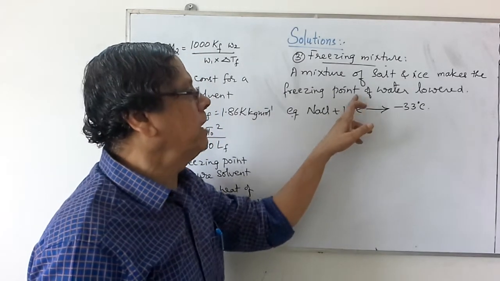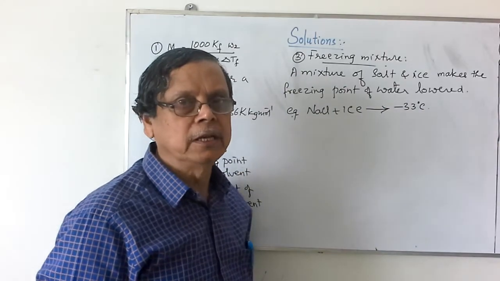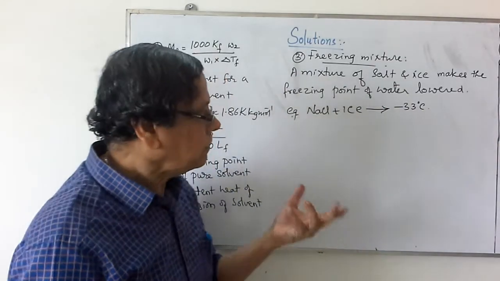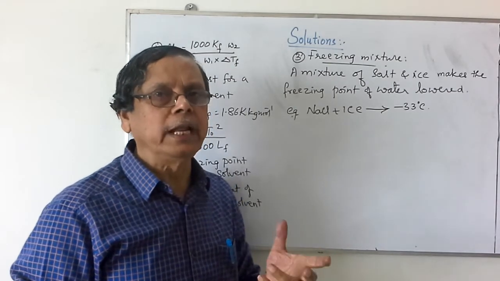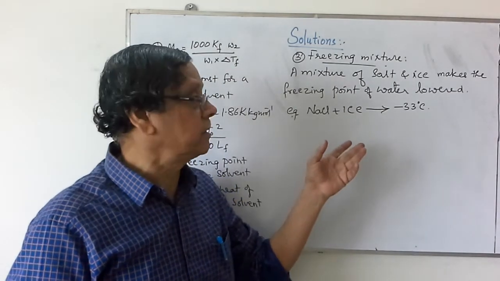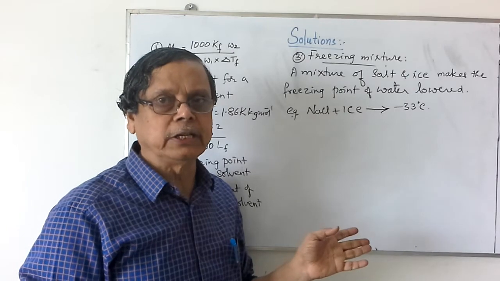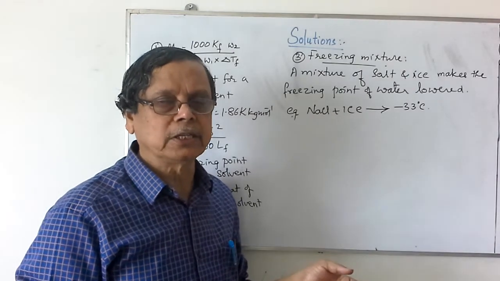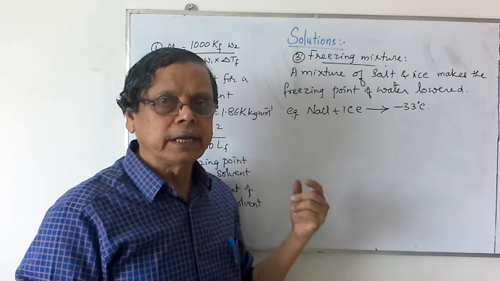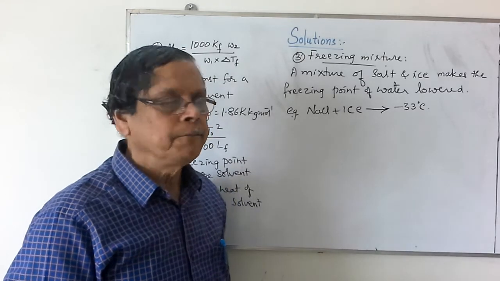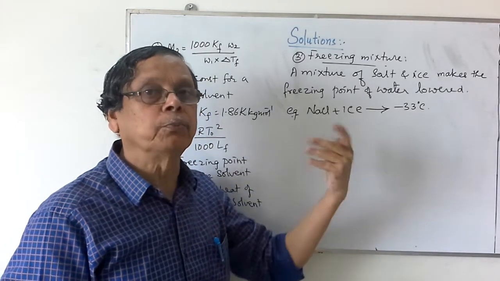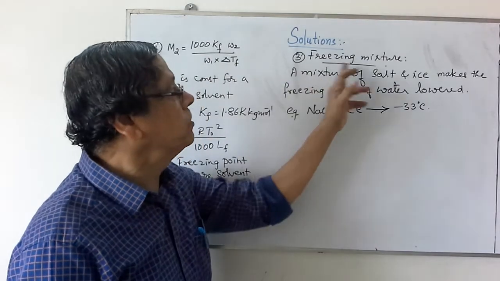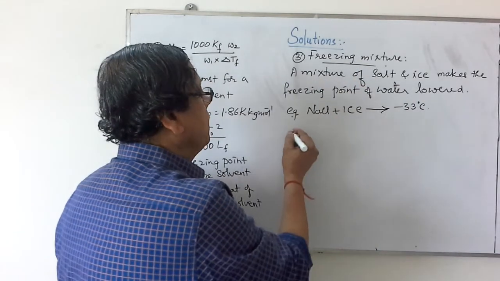So such mixtures can be used in various laboratories. For example, in diazotization reactions, when we have only ice, it may not stabilize the diazotized compound, so the diazotization reaction can be carried out by using the freezing mixture. So for such laboratory applications, as well as to produce lower temperatures, we can use the freezing mixture.